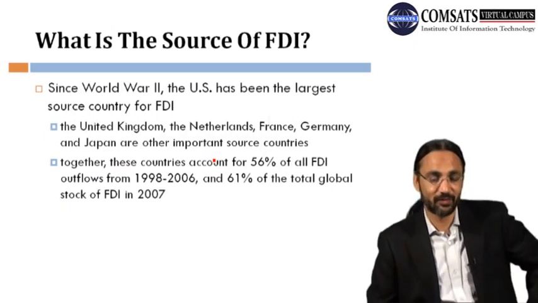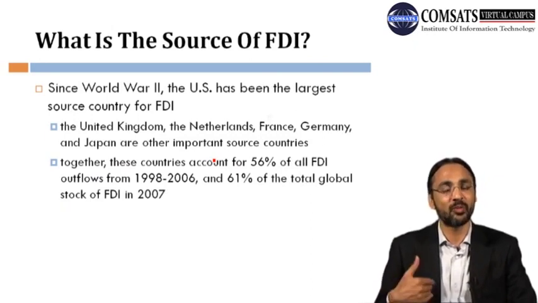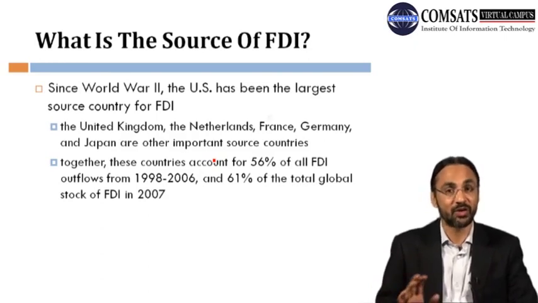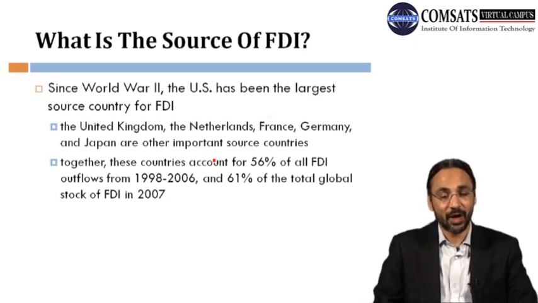Okay, what is the source of foreign direct investment? Since World War II, the U.S. has been the largest source of FDI. Which countries are producing this FDI? In the early years after World War II, the U.S. was the largest source country, and the United Kingdom and the rest of the European countries were another important source of FDI. Together, these countries account for 56% of all FDI outflows from 1998 to 2006 and 61% of the total global stock of FDI in 2007.